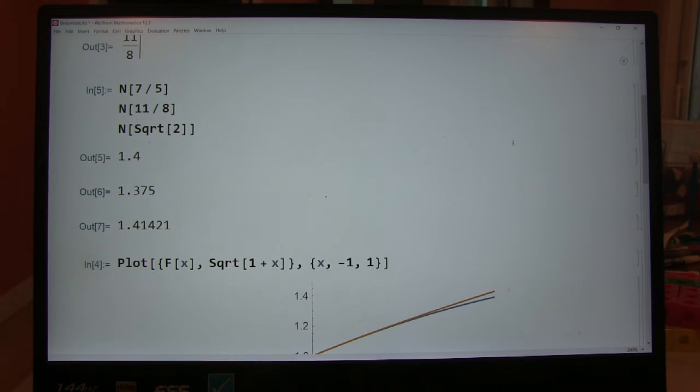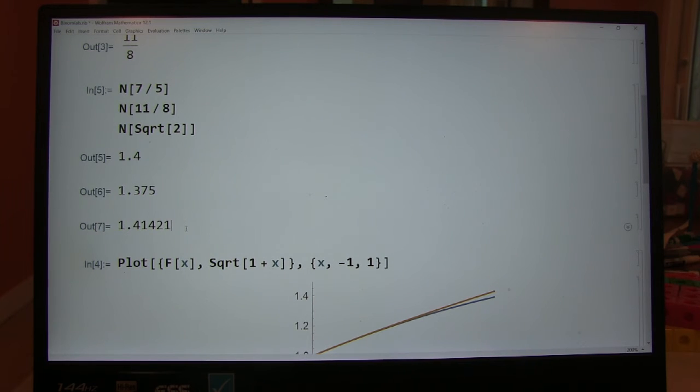So we get 7/5 is 1.4, 11/8 is 1.375, and the square root of 2 to 5 decimals is 1.414. So which was the better one? 7/5. Okay, but it's not too bad actually.